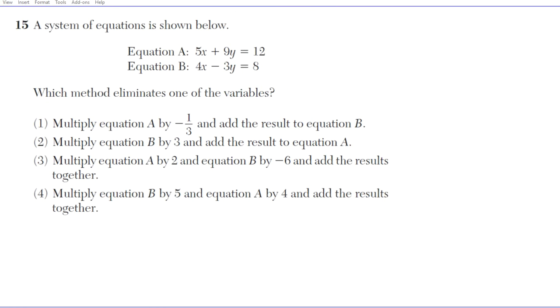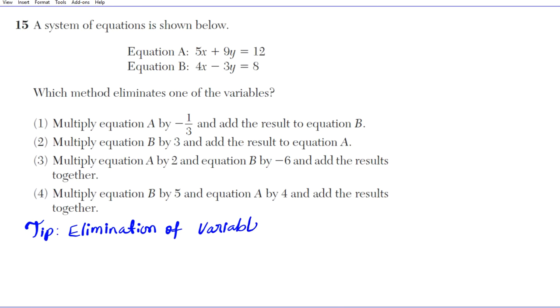All right, let's take a look at question 15. It reads, the system of equations is shown below. So we have equation A and B. Which method eliminates one of the variables? Okay, so a tip concerning elimination of variables when you're dealing with a system of equations.